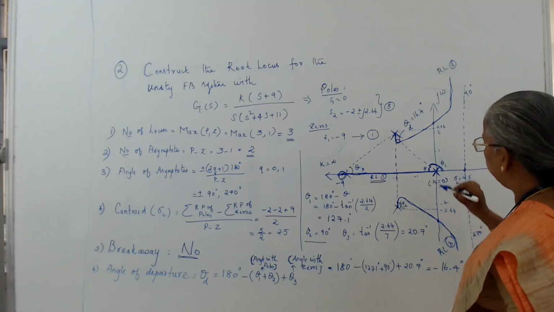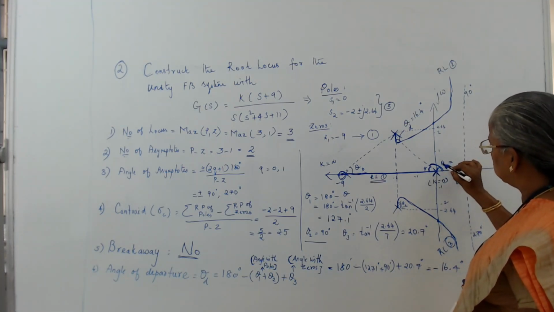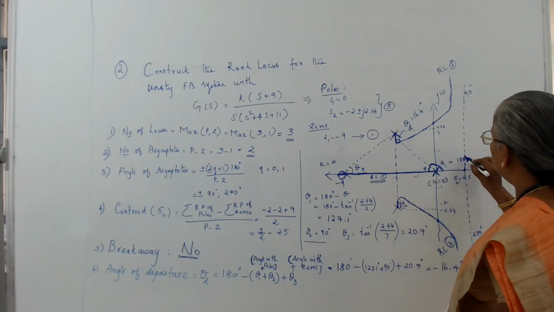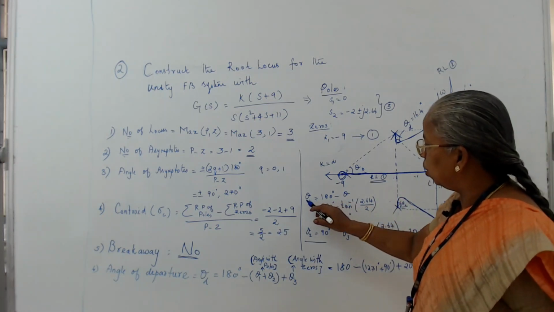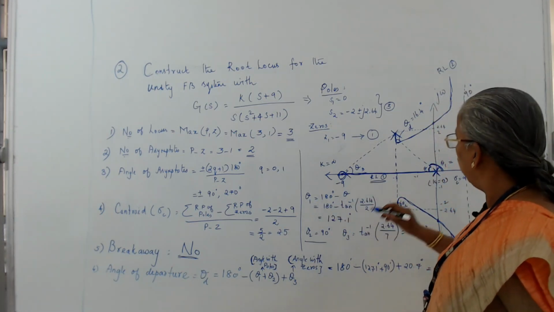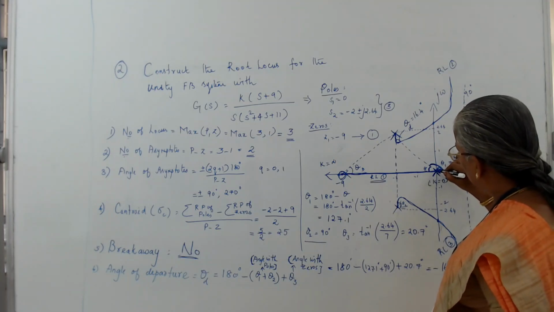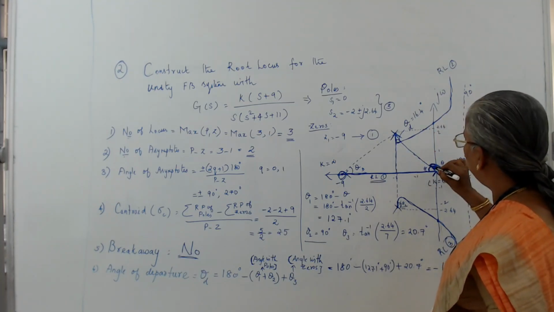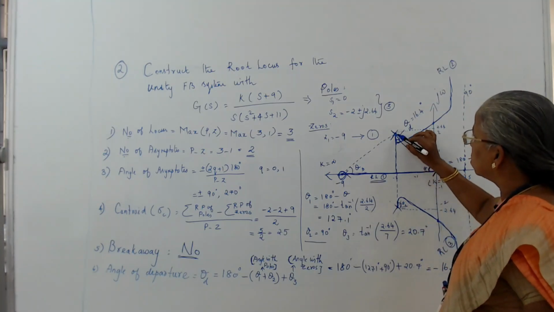I can calculate it only if I know this angle. Theta 1 is the total 180 degree minus this theta, which is what I have given here: theta 1 is 180 degree minus theta. What is this theta? Take this triangle. In this triangle, I can calculate this theta as tan inverse of the opposite side.